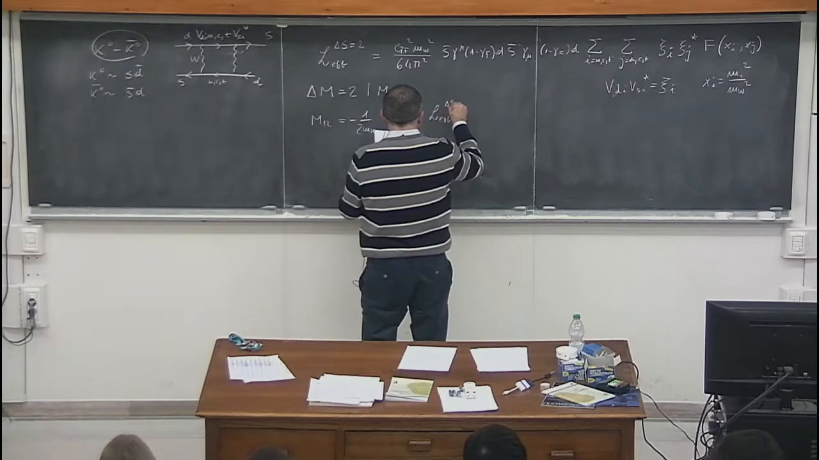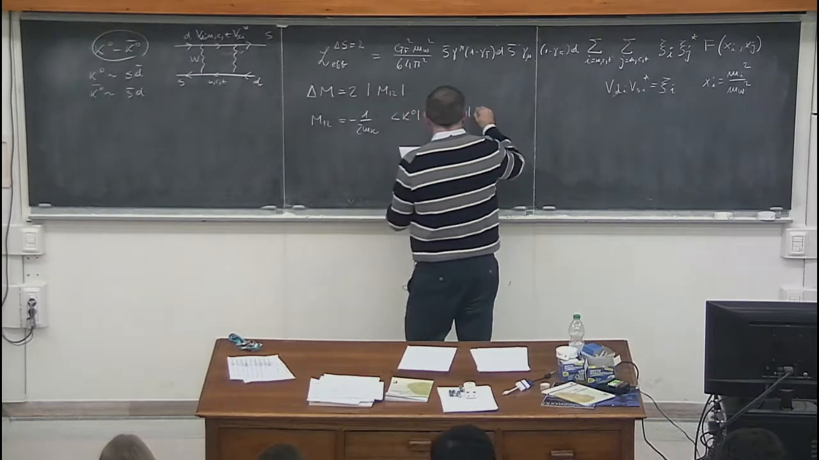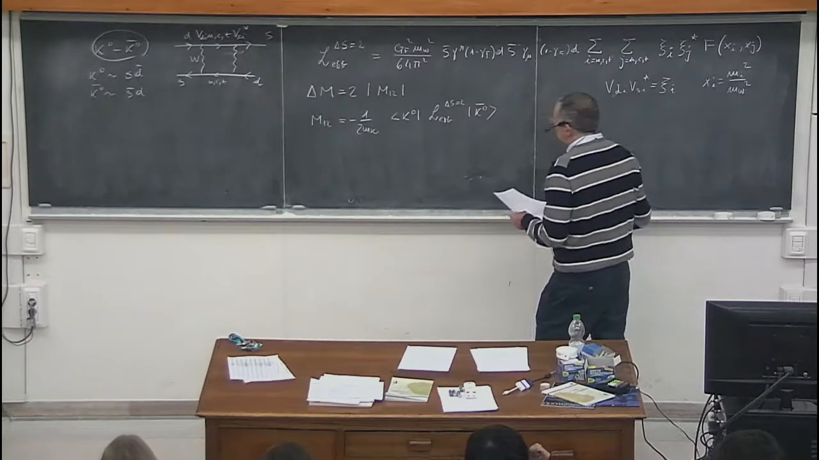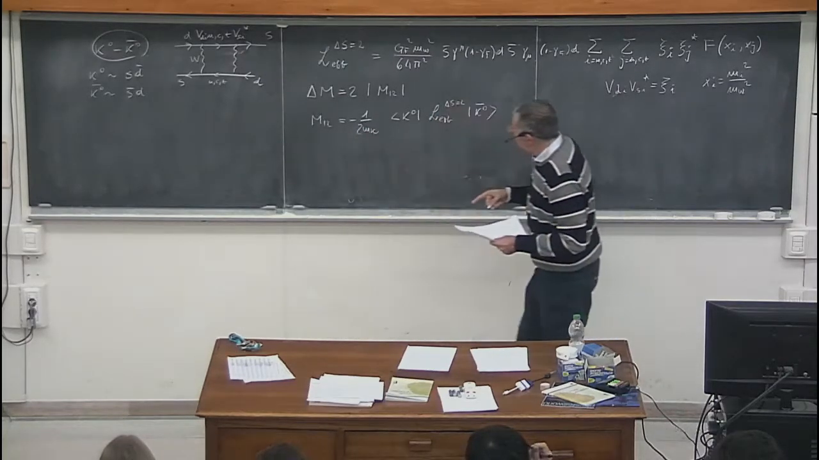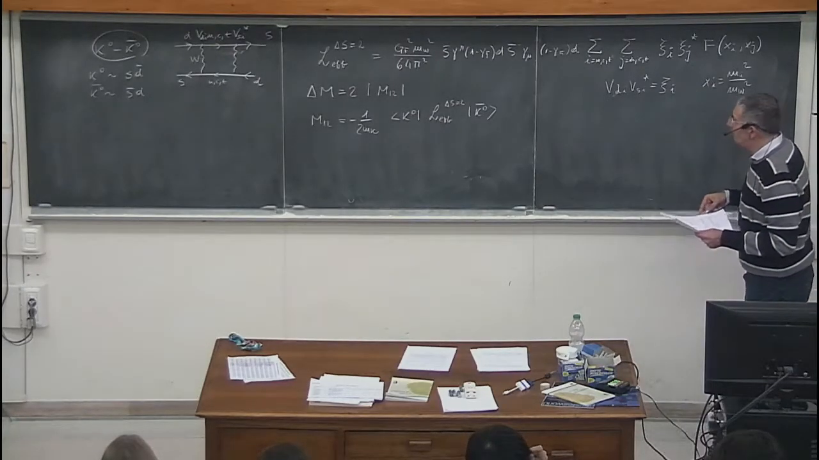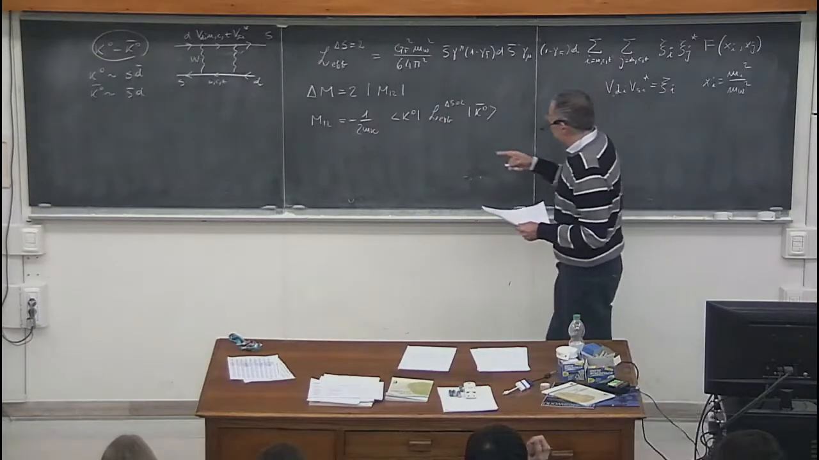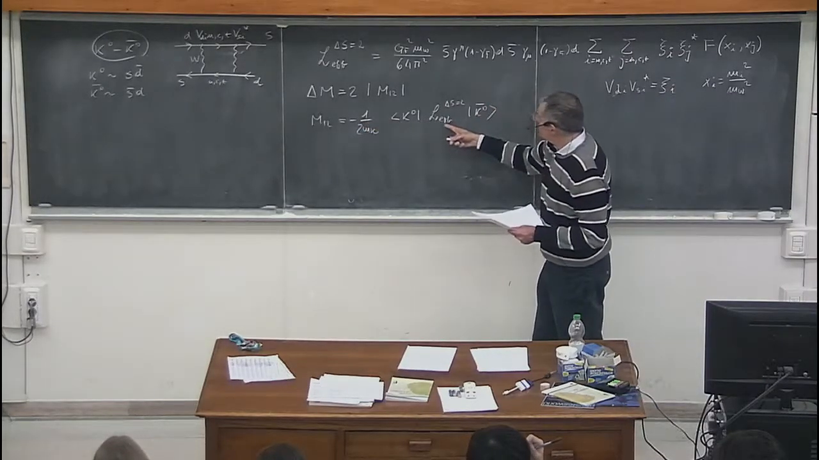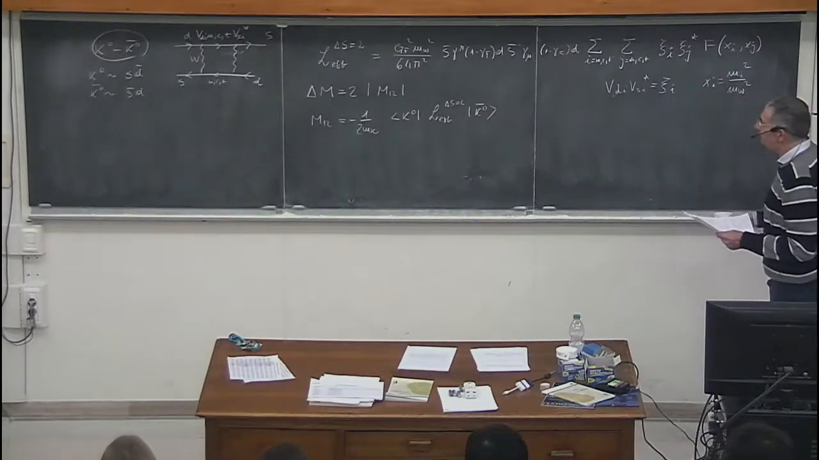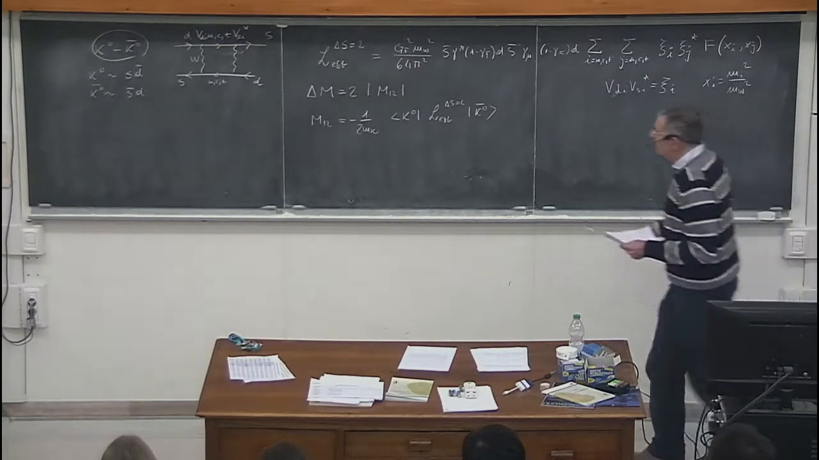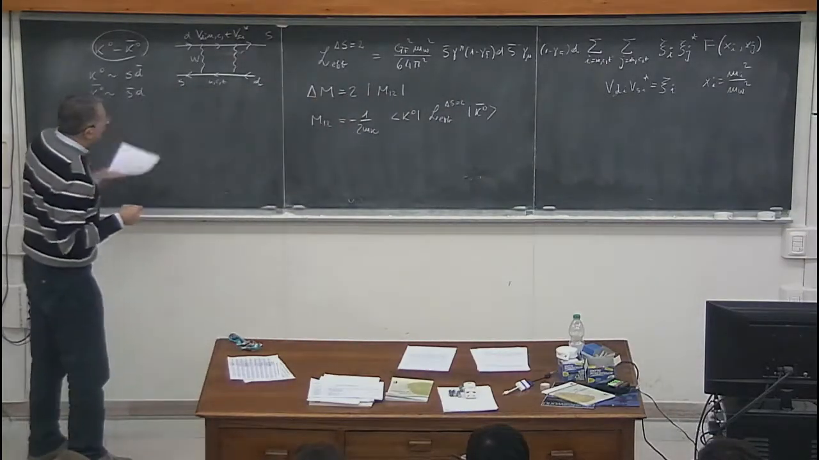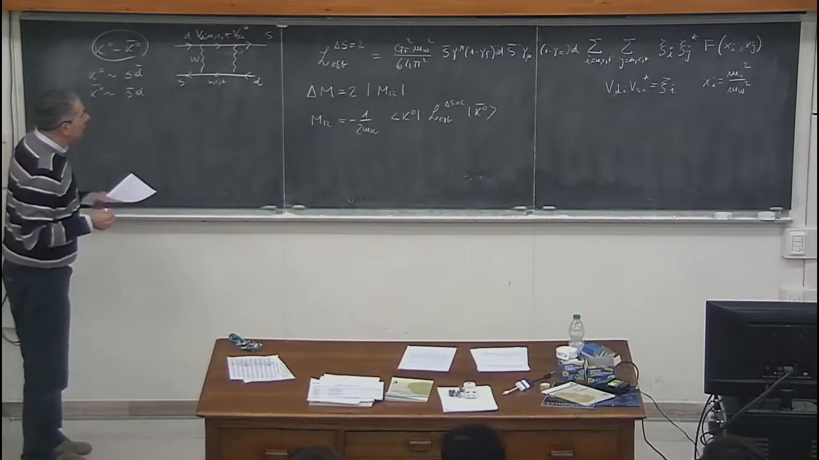This factor of 1 over 2 mK arises because of the covariant normalization of states, and this minus sign arises because the Lagrangian is minus the Hamiltonian or something like that. And the mass difference between the two eigenvalues of the mass matrix is measured to a good accuracy. So you know this number, and you can relate it to the standard model parameters by means of this calculation.